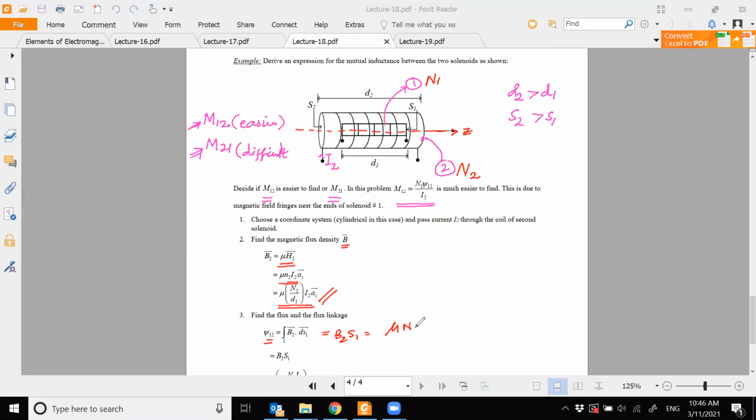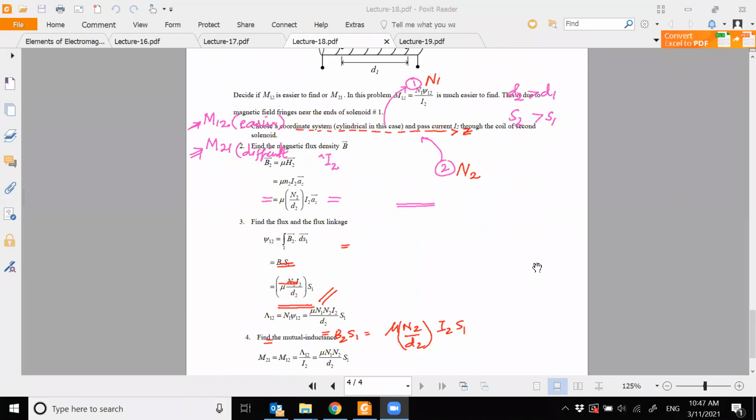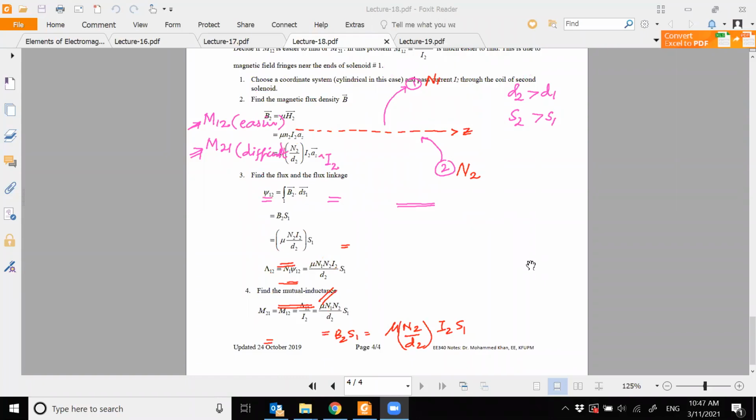Mu N2 over D2 times I2 S1. This will be the flux. And what will be the flux linkage? So the flux linkage will be just multiply by the number of turns of my loop 1, which is N1.